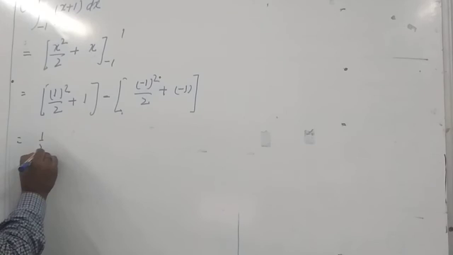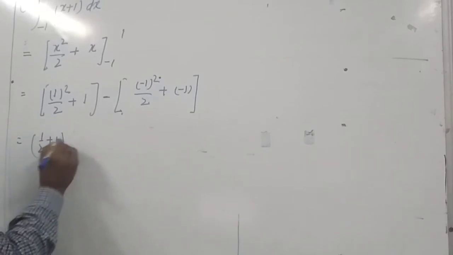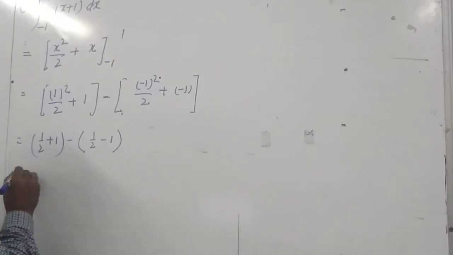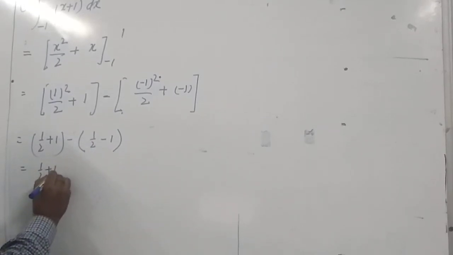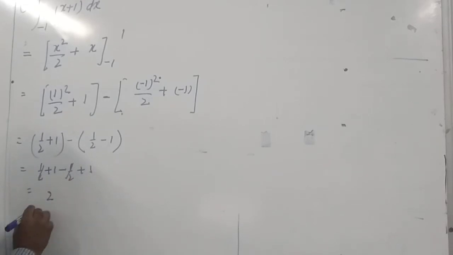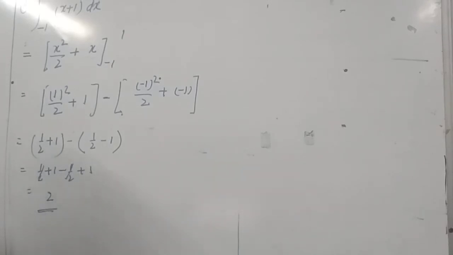Simplifying it, 1 upon 2 plus 1, minus 1 upon 2 minus 1, which is 1 upon 2 plus 1 minus 1 upon 2 plus 1, and finally the answer is 2. So you can see that is a very simple way to solve. Now I take another question.